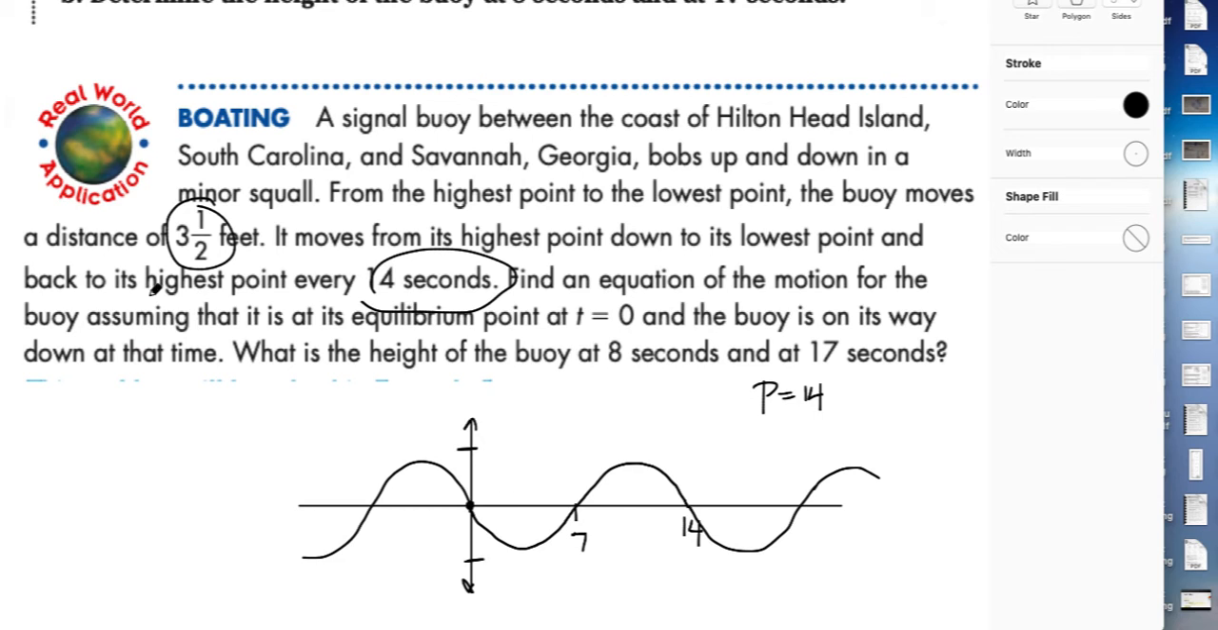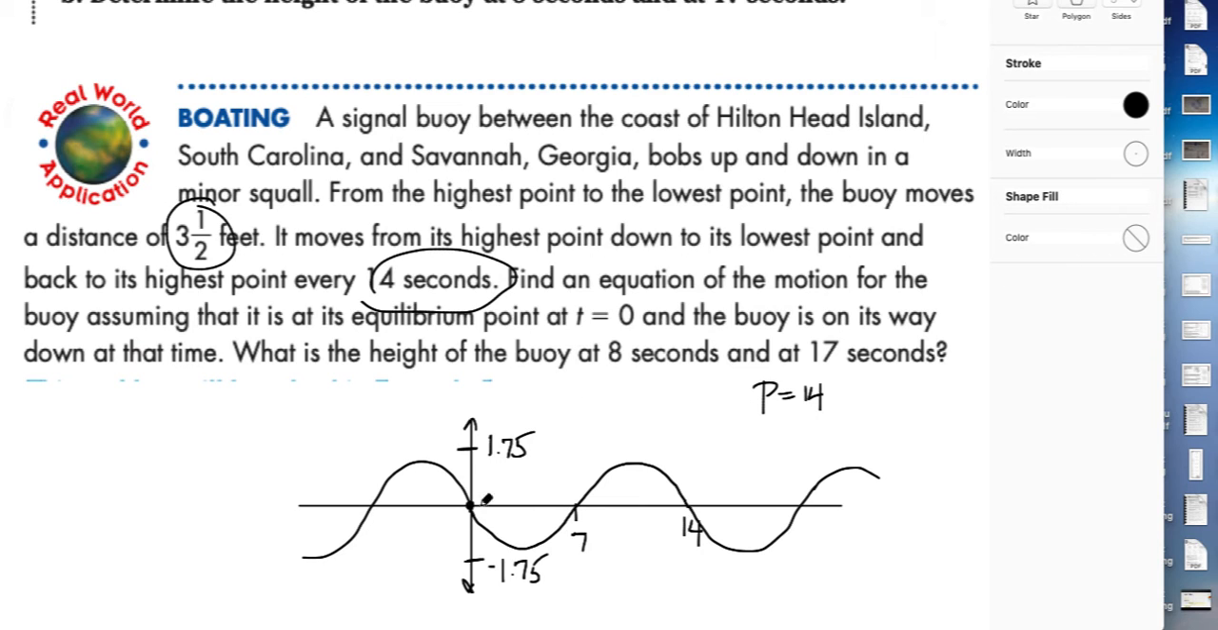It says here that the distance between the lowest point and the highest point is 3.5 feet. So what that tells me is that if we're considering a midline, the distance from bottom to top is 3.5 feet, and therefore we're going to be talking about 1.75 feet. It's kind of like the amplitude and the minimum. Does that kind of make sense? Because if I add 1.75, this part plus 1.75, I'm going to get 3.5. I'm hoping that makes sense.